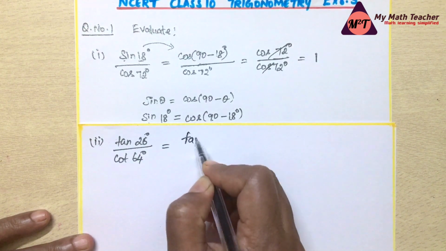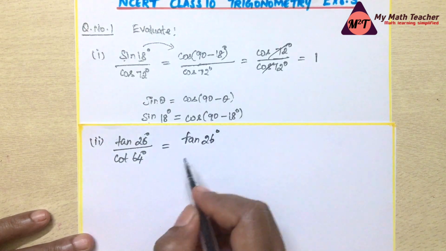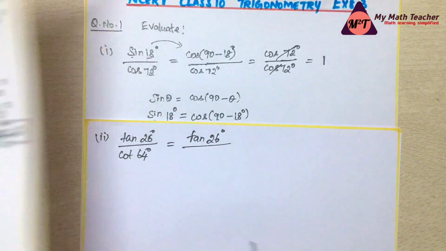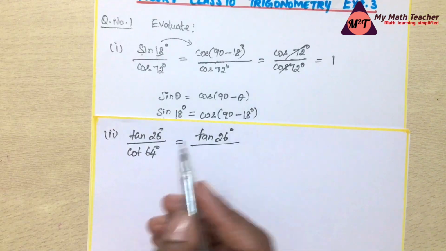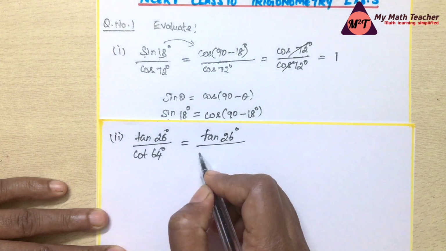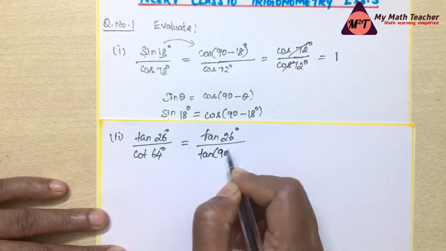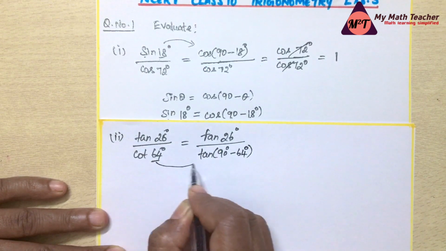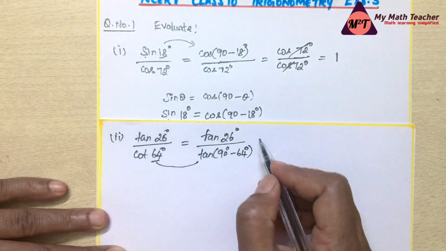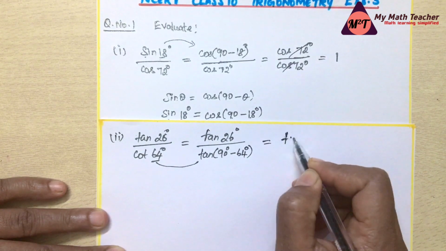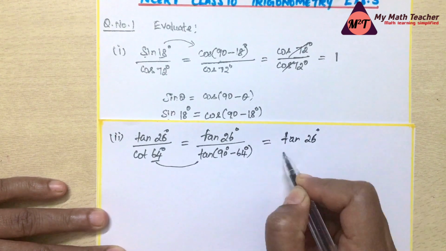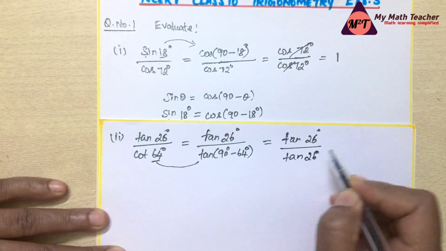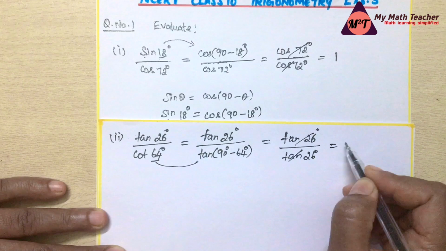So tan 26 degrees will be as it is. Now cot 64. So cot theta is equal to tan 90 degrees minus theta. Here we will apply that. Cot theta can be written as tan 90 degrees minus theta, where theta here is 64 degrees. So this is the conversion taking place here. Now the numerator is as it is, tan 26 degrees, divided by tan of 90 minus 64, which is 26 degrees. So when you divide these two, we will get the answer as 1.